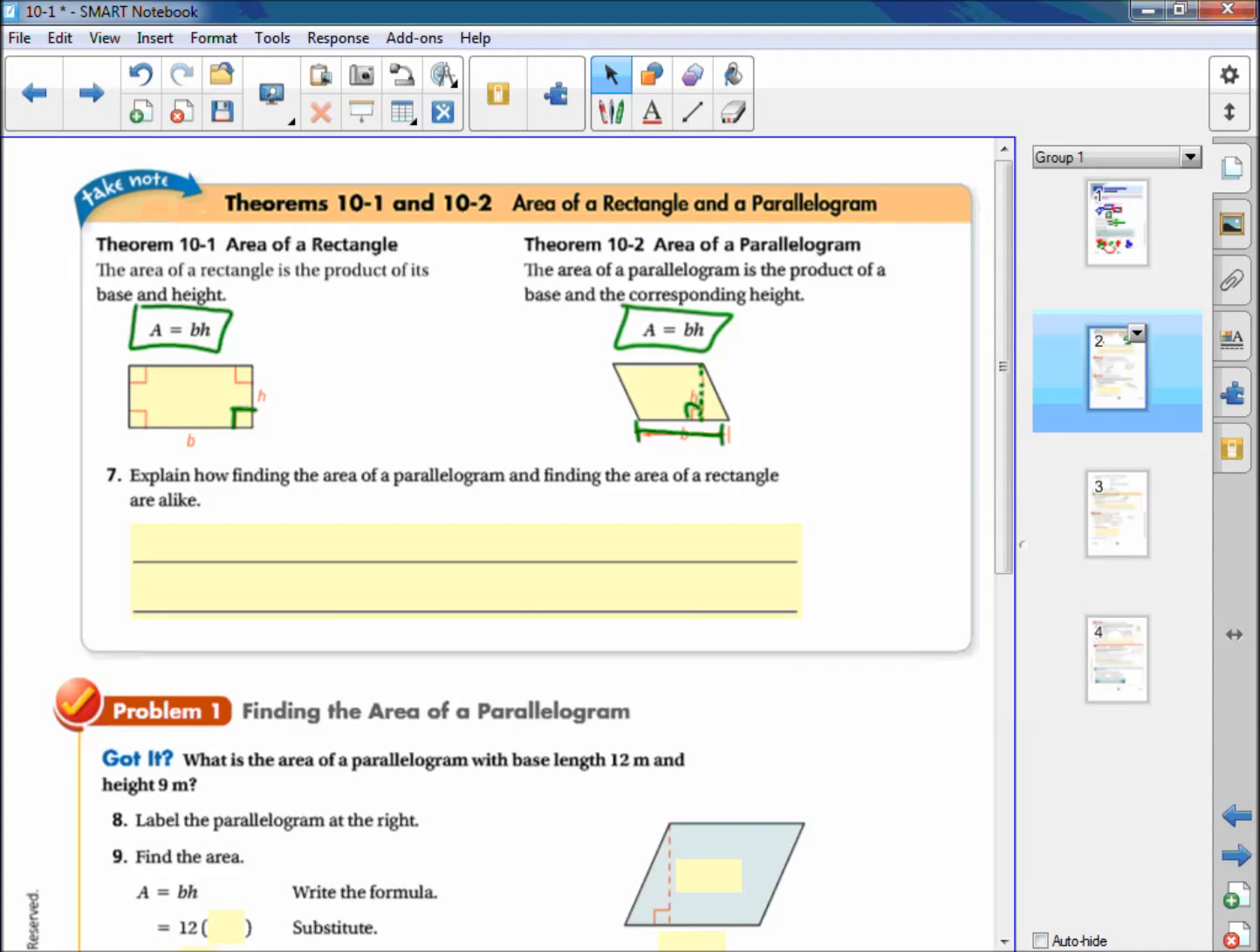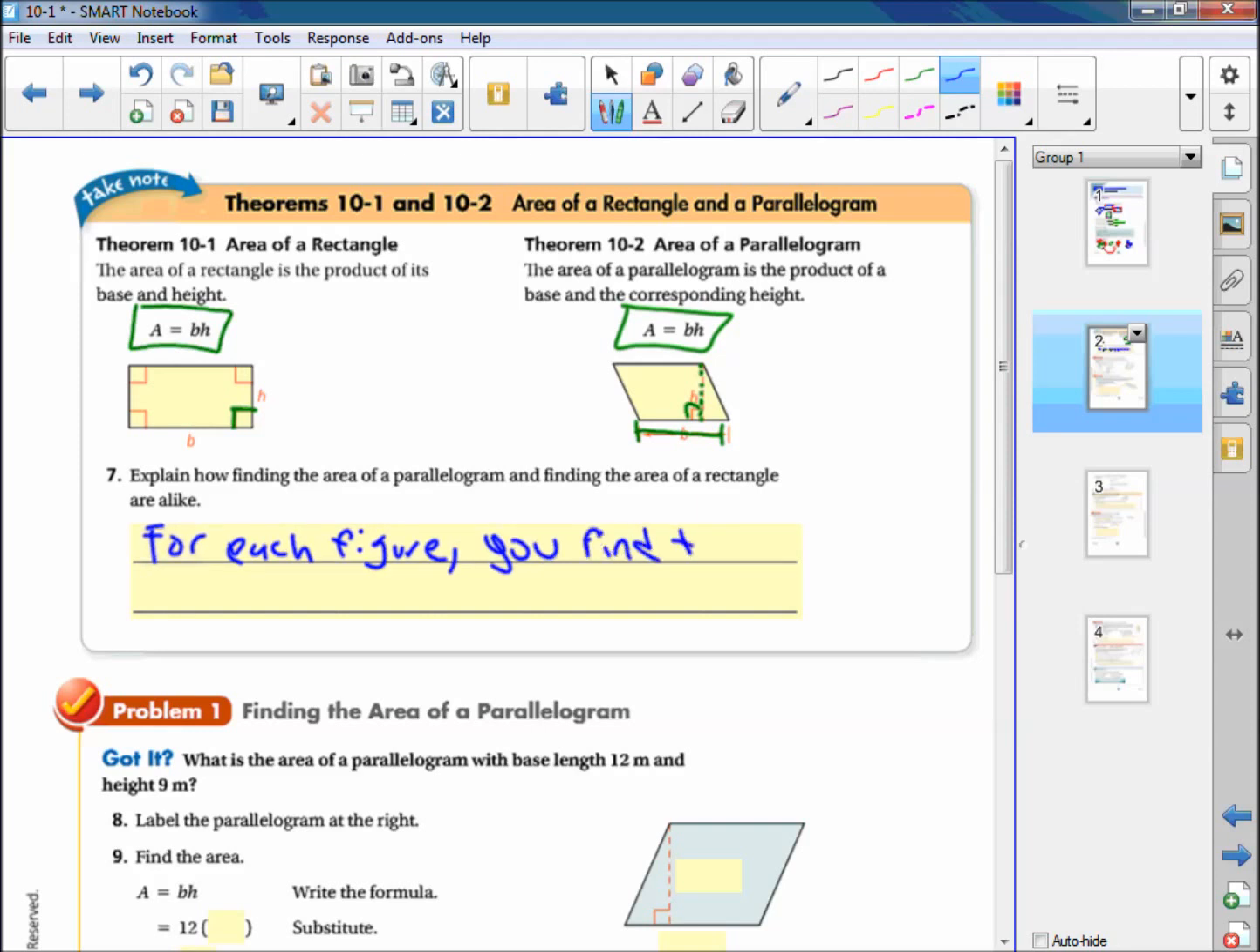All right, explain how finding the area of a parallelogram and finding the area of a rectangle are alike. And this should be something like this. For each figure, parallelogram or rectangle, you find the product, means multiply, right, of the base and its corresponding height. That's why it has the same formula. Base times height.